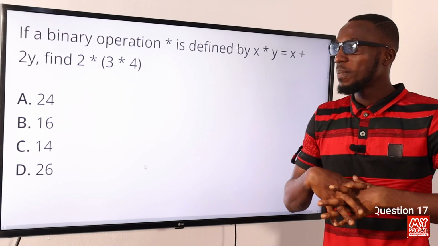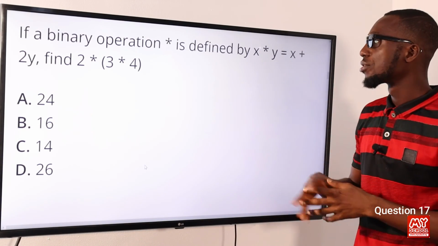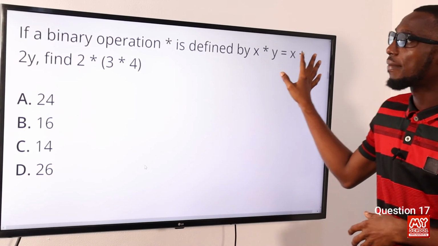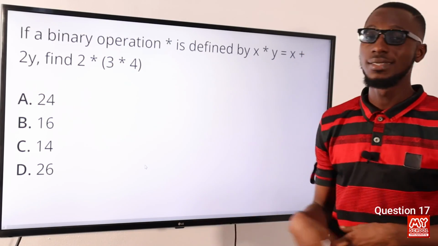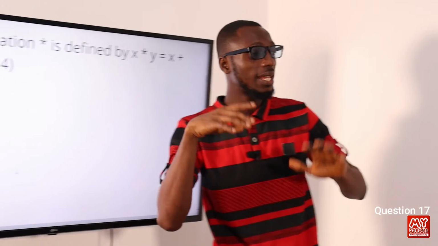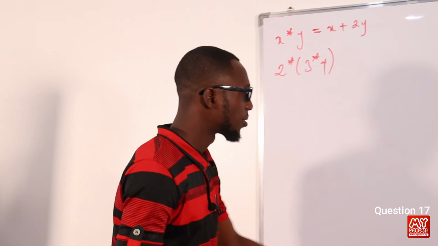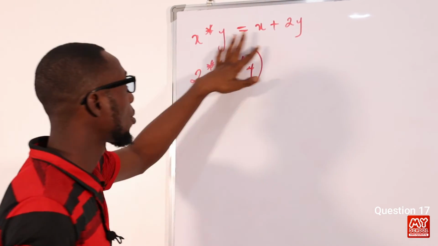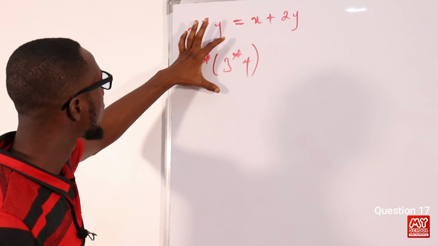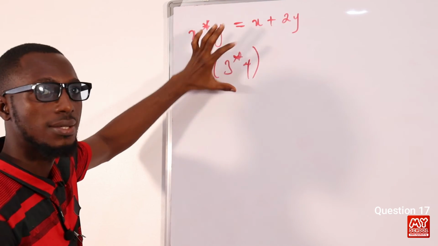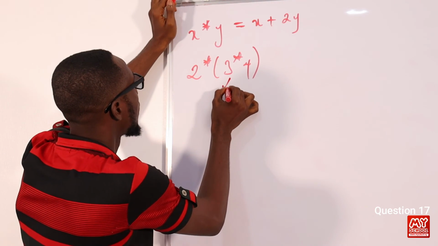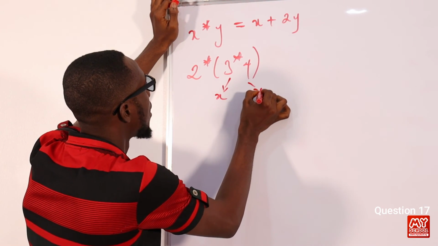Question 17. If a binary operation, x star y, equals x plus 2y, then we're asked to find this. The first thing I did is replicate the question on the whiteboard. We are told that when we have this, we are going to have x plus 2y. So the first thing we have to do is deal with what we have in the bracket. This represents our x, and this represents our y.